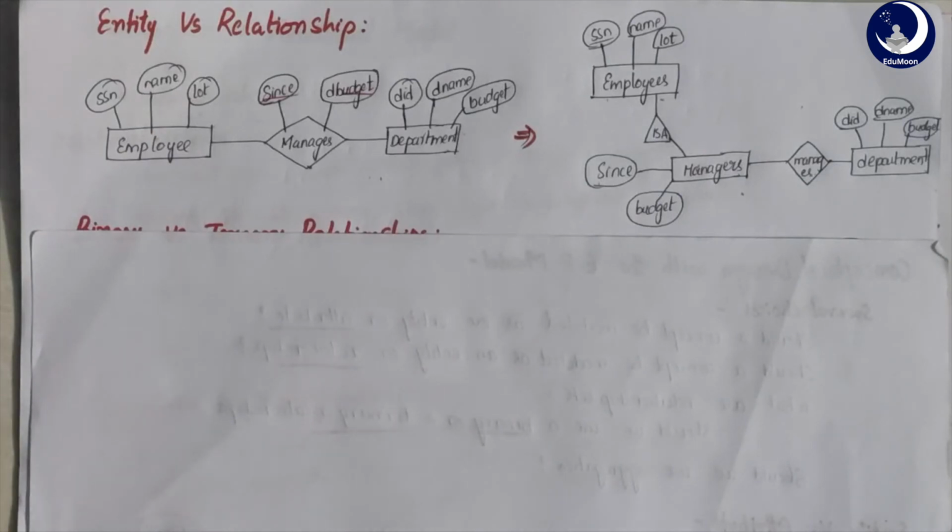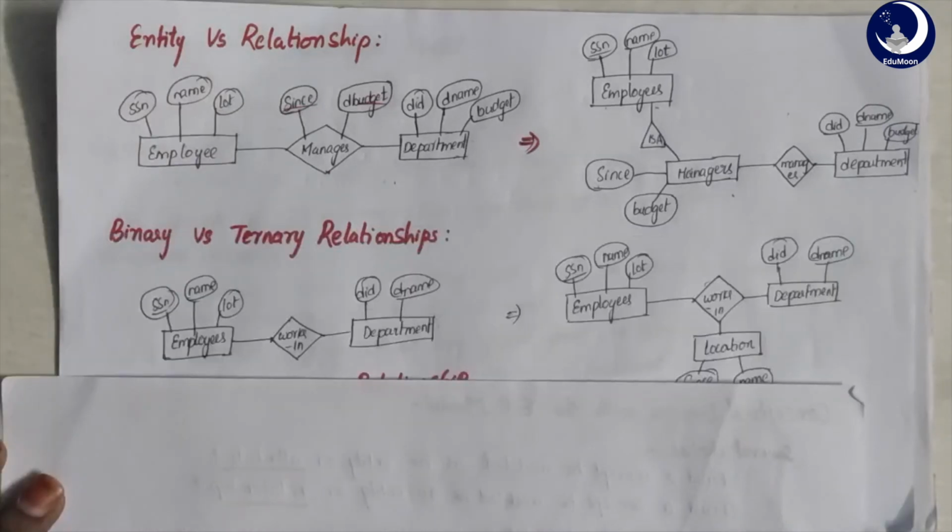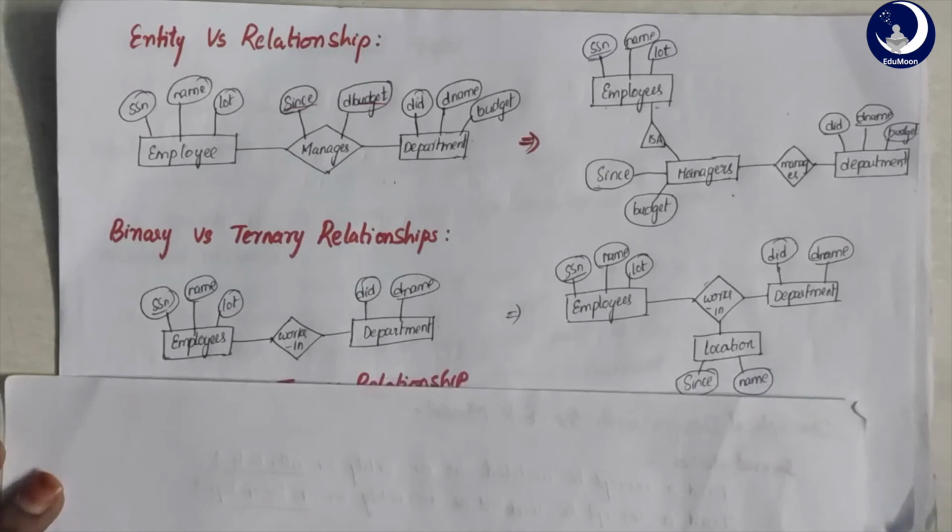So this completes our entity versus relationship. Next is binary versus ternary relationship. Even this choice is dependent on the database that we are working on and also the constraints that we have on the data. I am taking a small example so that you can understand it better. There is a works in relationship between an employee and the department.